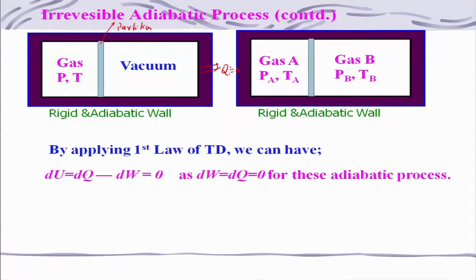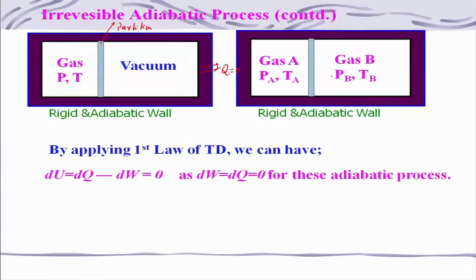Let us consider another case where gas A is at pressure P_A and temperature T_A, and in the other chamber, gas B is at pressure P_B and T_B. Let us assume that P_A is greater than P_B, or it can be the other way around, but let us say P_A is greater than P_B, and they are separated by a partition. I can remove this partition. If I remove this partition, what will happen? The gas will expand from high pressure, P_A, to low pressure, P_B.